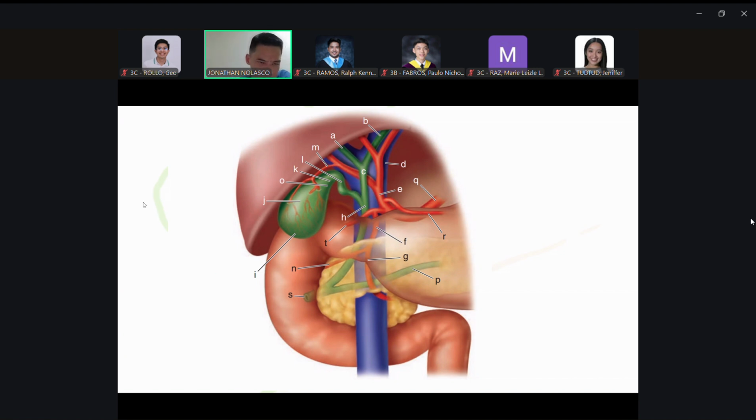Okay, let's use this drawing, yellow. All right, let's draw some stones here, for example. Are you seeing it? Yes po, Doc. So let's assume this one is causing obstruction in the proximal bile ducts.